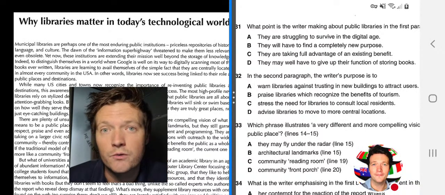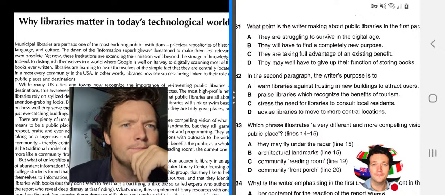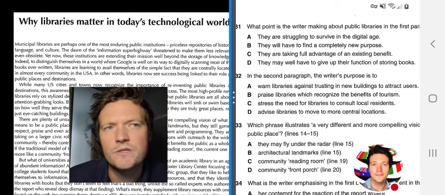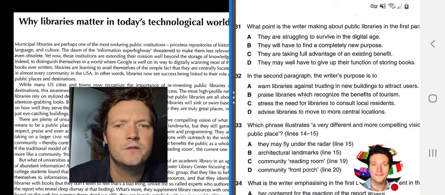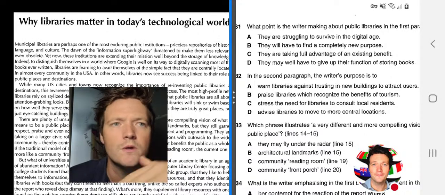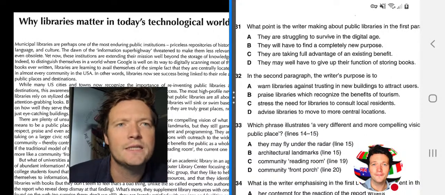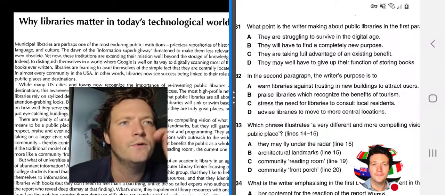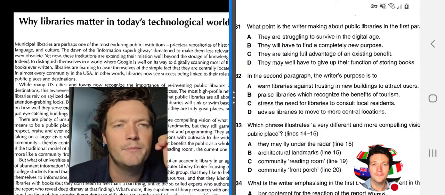Though it is true that Google are scanning all of the books, right? But no, he doesn't say they need to stop storing books. No. I think we can safely say that the answer is C. They are taking full advantage of an existing benefit.